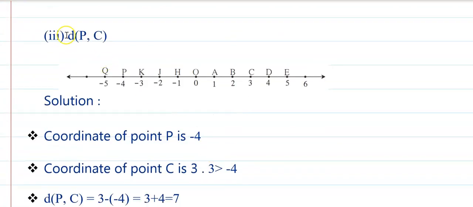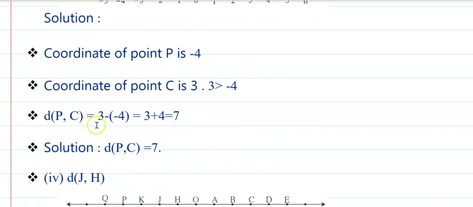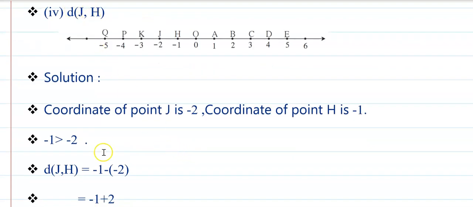Now next, distance PC. The coordinate of the point P is minus 4 and the coordinate of the point C is 3. 3 is greater than minus 4, and therefore the distance PC is equal to 3 minus in brackets minus 4. Therefore it is 3 plus 4, that is equal to 7, and hence the distance PC is equal to 7. Distance JH.